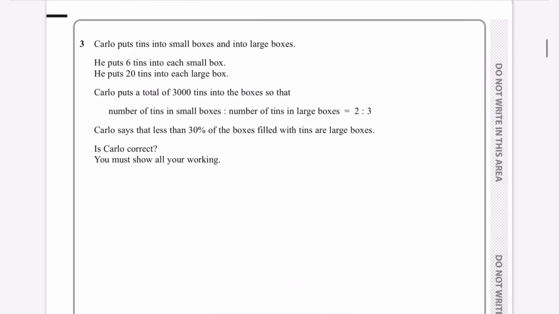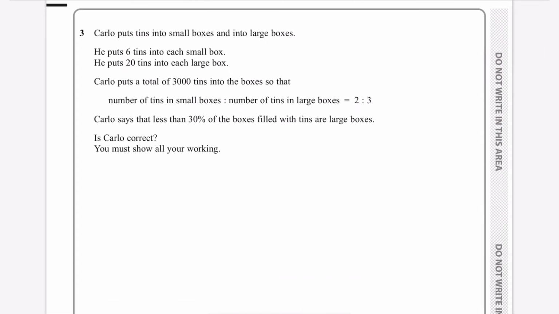Okay, question 3. This is a long sort of wordy question, so we'll just make sure we understand what's going on. Carlo puts tins into small boxes and into large boxes. He puts 6 tins into a small and 20 tins into a large. Carlo puts a total of 3,000 tins into boxes, so that the ratio of the tins in small to large is 2 to 3. Well, I actually think there's enough information in these 2 bits here to just do some maths, and that's going to give us some marks to begin with.